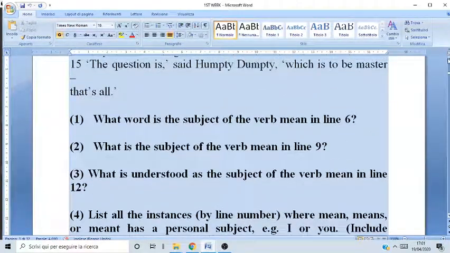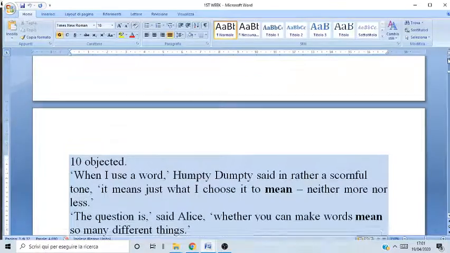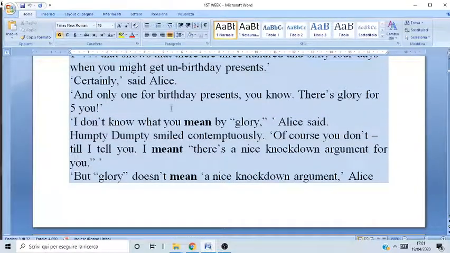Question 1, what is the subject of the verb mean in line 6? And question 2, what is the subject of the verb mean in line 9? Okay, 6, I don't know what you mean by glory, and we said that the subject here is you. Now, let's look at line number 9. 5, 6, 7, 8, 9. Well, it's supposed to be this one. But glory doesn't mean a nice knockdown argument. In this case, the subject of the verb mean is glory.